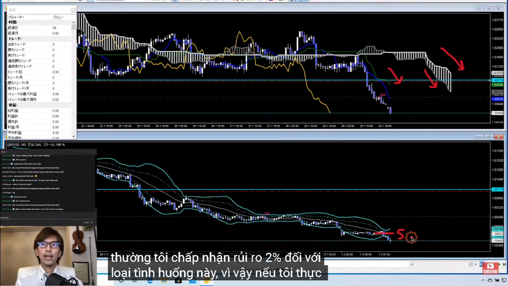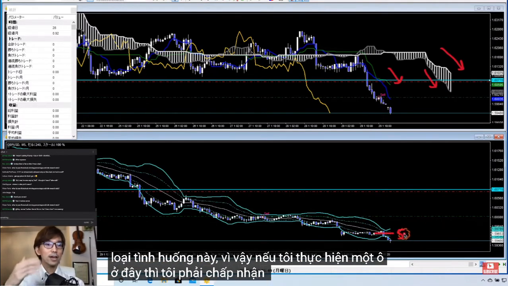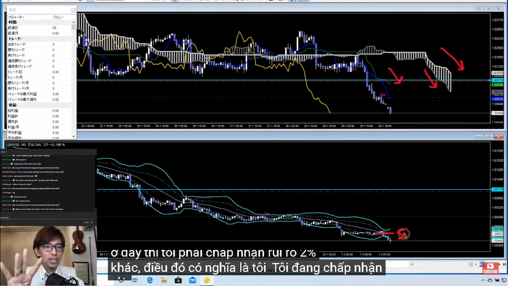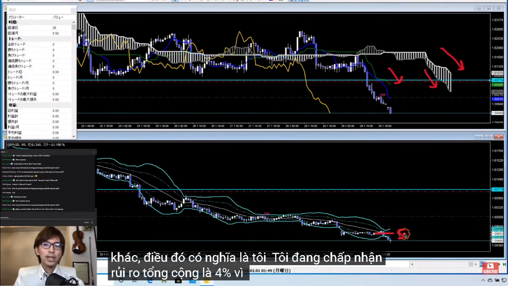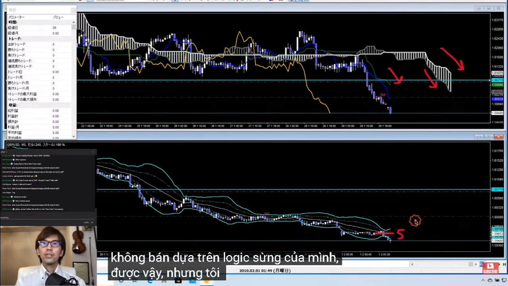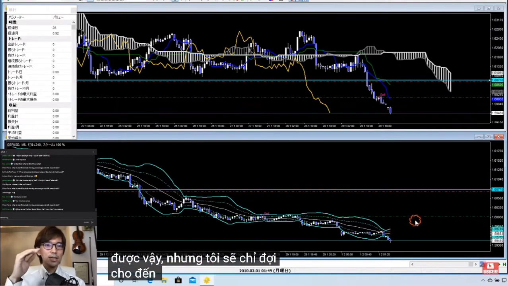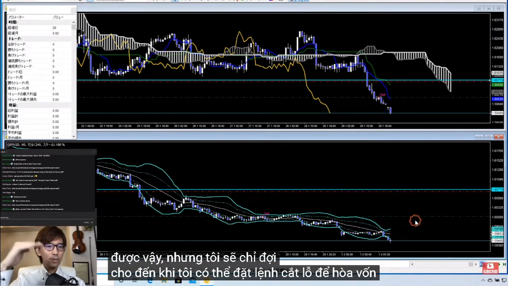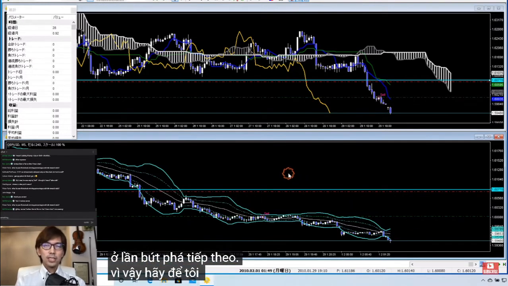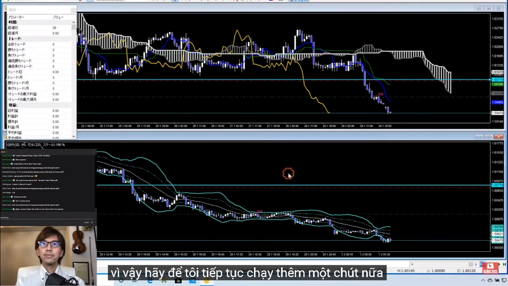So if I take a sell here, then I have to take another 2% risk. That means I'm taking 4% risk as a whole. So I don't take the sell based on my own logic, but rather I will just wait until I can place the stop loss to break even at the next breakout. All right, so let me keep running a bit more.